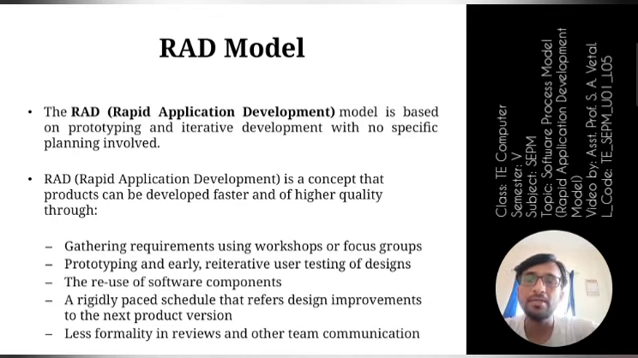In the rapid application development model, we can also reuse the software components that are already developed for some other software development. Then a rigidly placed schedule that defers design improvement to the next product version. Then less formality in reviews and other team communication. So these are some concepts that can make a product developed faster and with higher quality.